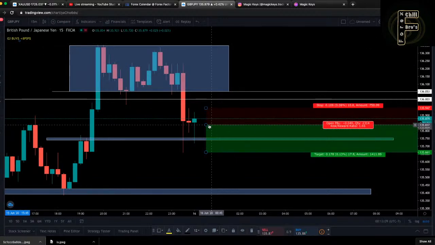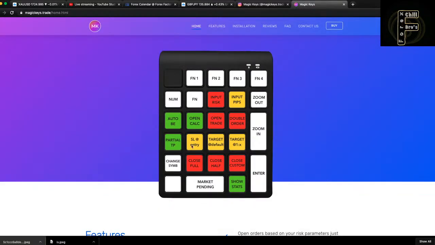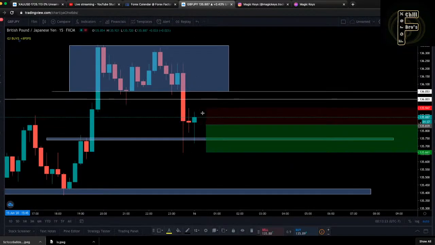I close 80%, then I let the runner run. That's one thing about these magic keys. Once you close partial, you can just let the runner run. I close 80%, then let the runner run. But the runner was stopped out, so all good. I secured profit for myself. That's one thing about it.